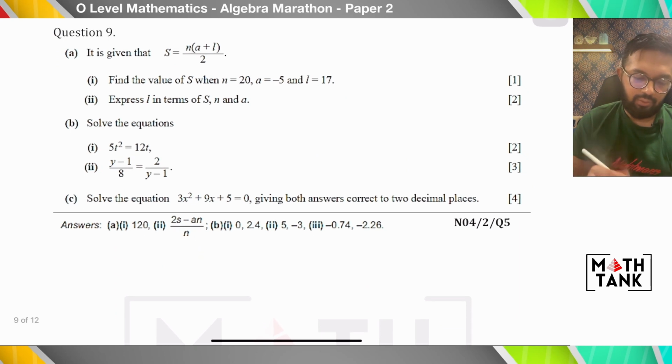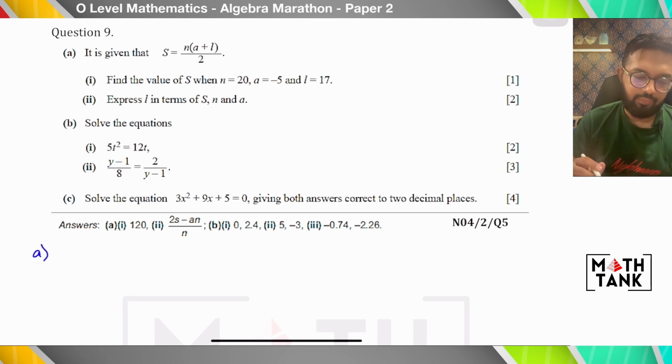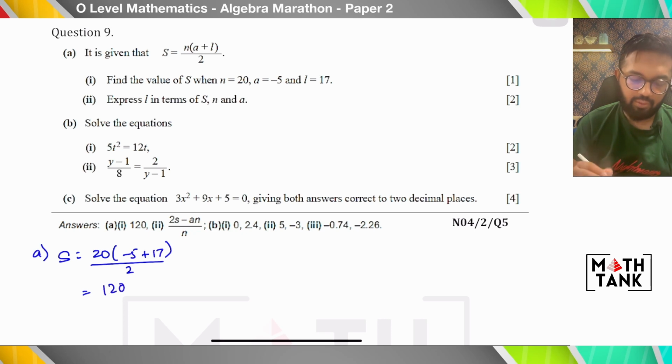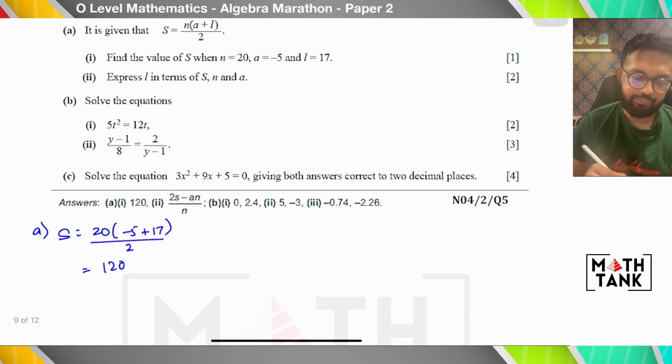Quickly moving on to question number 9. It says it is given that s equals n times (a plus l) over 2. Find the value of s when n equals 20, a equals minus 5 and l equals 17 over 2. So that I think gives me 120 on a calculator. That's part 1. Part 2 says express L in terms of S, N, and A.